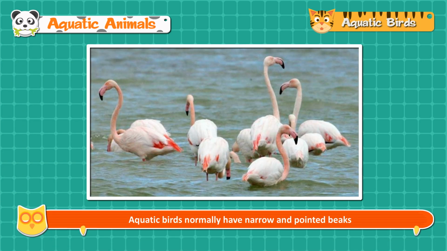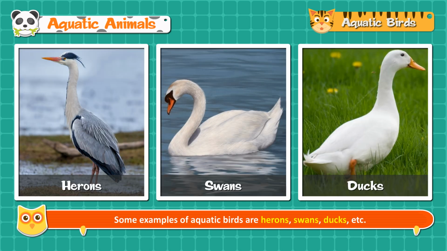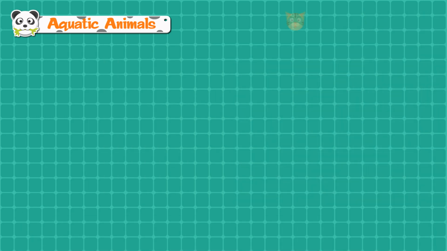Aquatic birds. Aquatic birds normally have narrow and pointed beaks which enable them to catch food in water. They have webbed feet which enable them to swim in water and walk on land. Some examples of aquatic birds are herons, swans, ducks, etc.